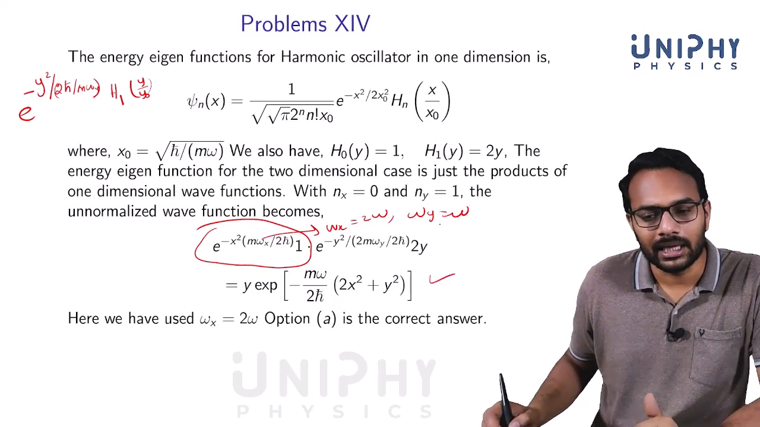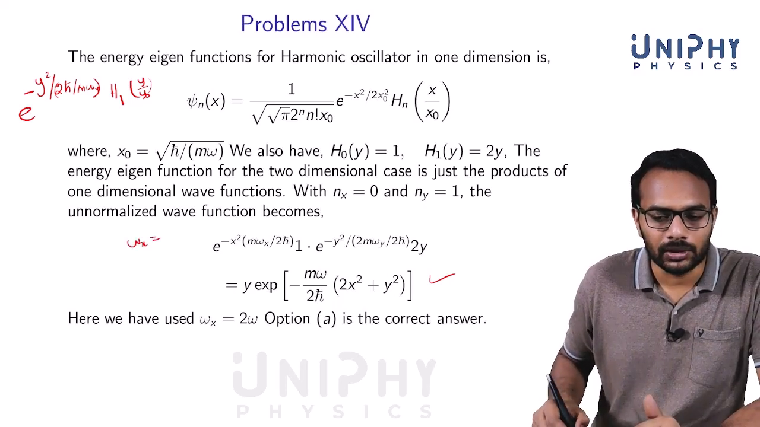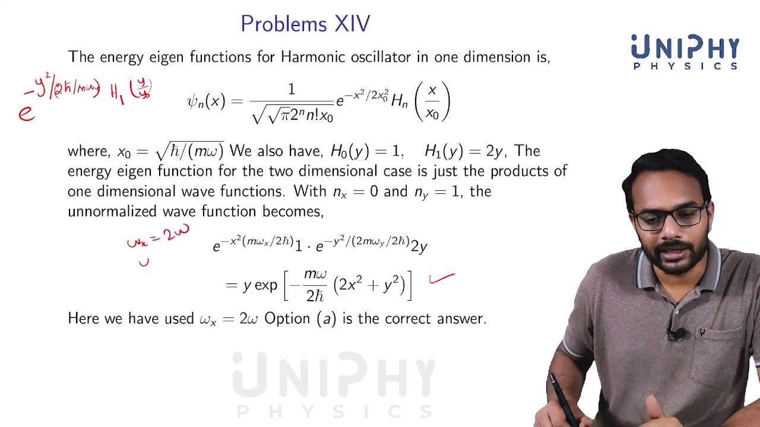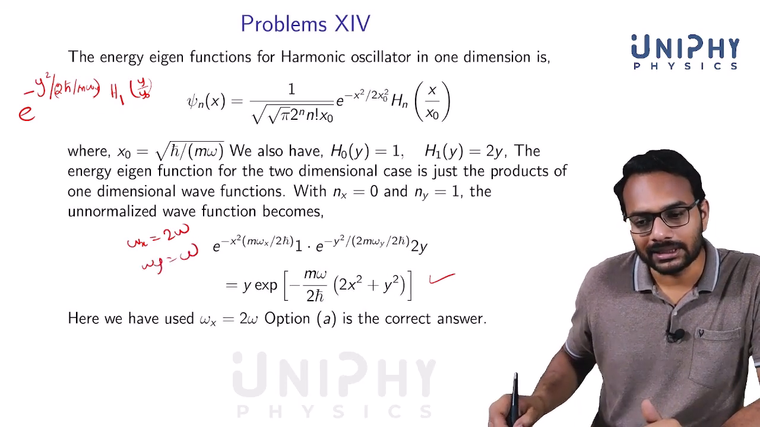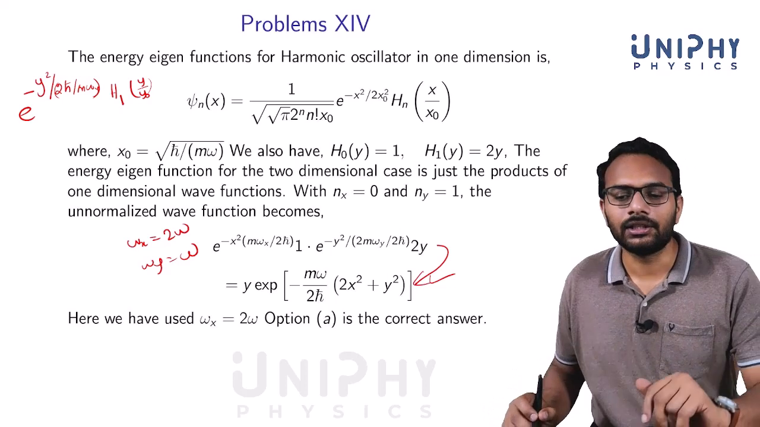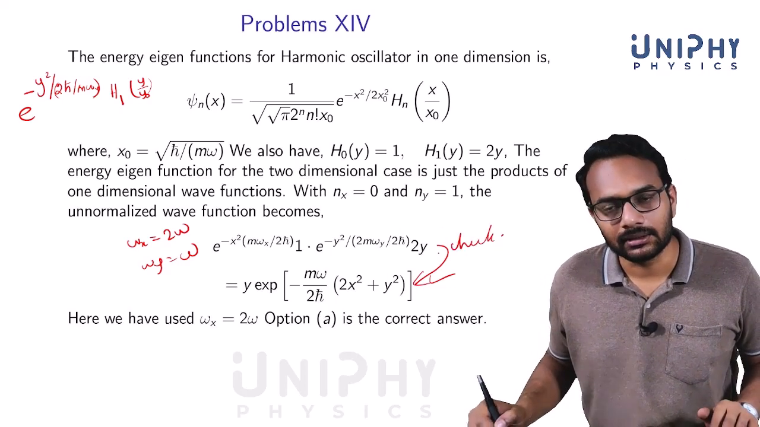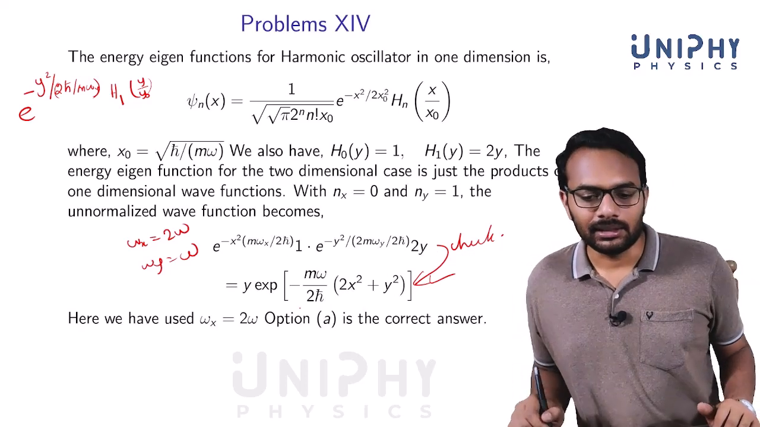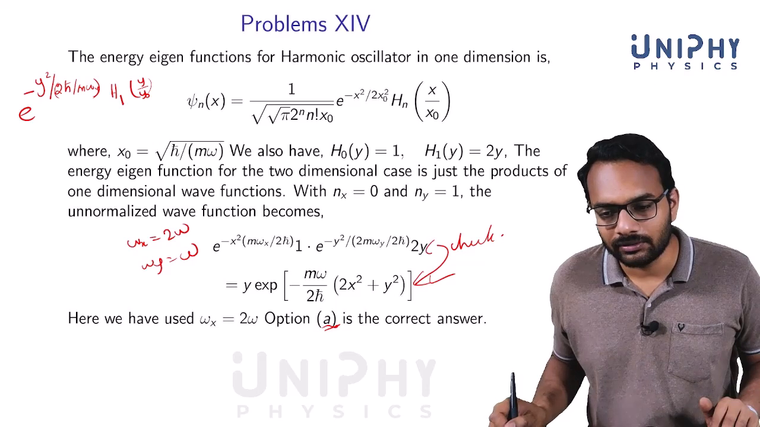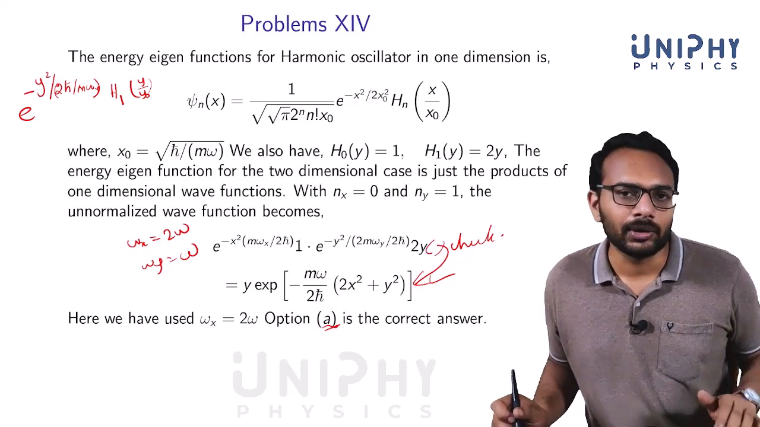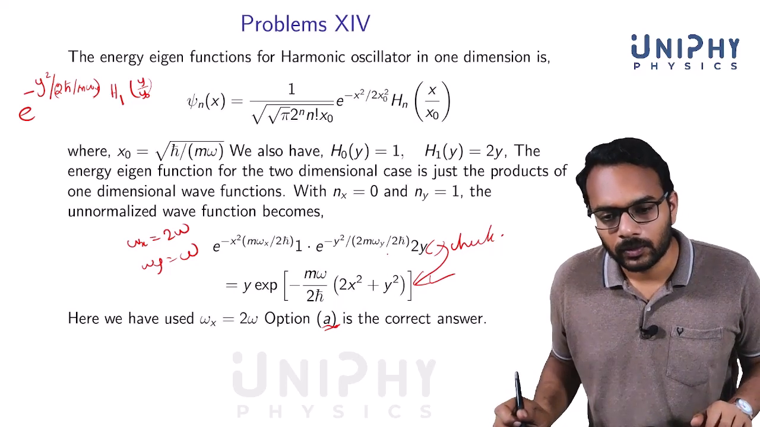So this is the answer, you can check. Once you substitute omega x equal to 2 omega and omega y equal to omega, you will see that the final answer reduces to this. And this is the answer given in option A. Of course there is this constant which I left out because we are not worried about constant factors, we are worried about the unnormalized wave function.